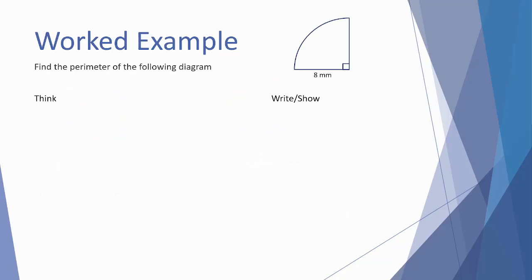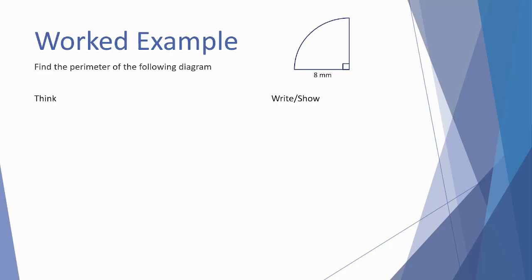This time I have a quarter of a circle. And my question is asking me to find the perimeter of the following diagram. So I can see it's a quarter of a circle because it has a right angle in the corner. And I can see that if I drew that circle fully, it would have a radius of 8 millimeters.